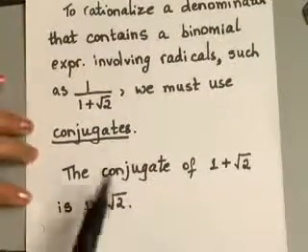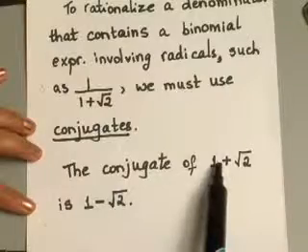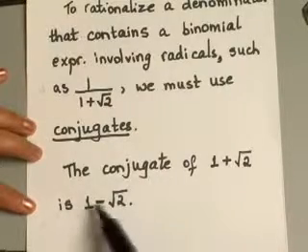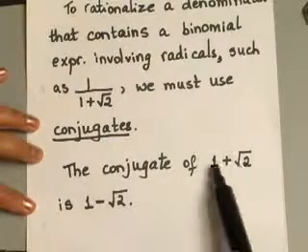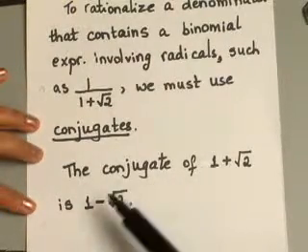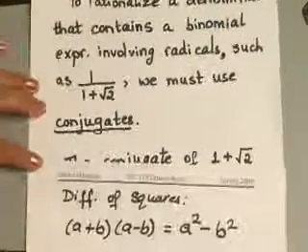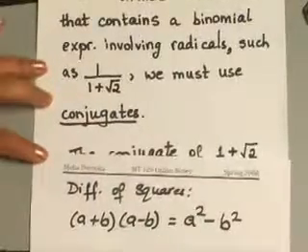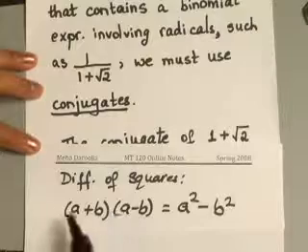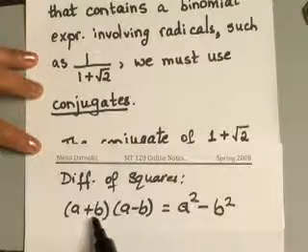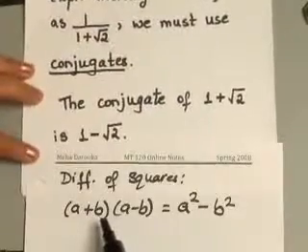Now, what do we mean by conjugates? Basically, if 1 plus square root of 2 is the denominator, then the conjugate of 1 plus square root of 2 is 1 minus square root of 2. So you can see that the numbers stay the same. It's only the sign that changes. This is the same thing that we use when we remember this guy right here. Here you had a plus b, a minus b. These are basically conjugates of one another. Same thing that you have here.